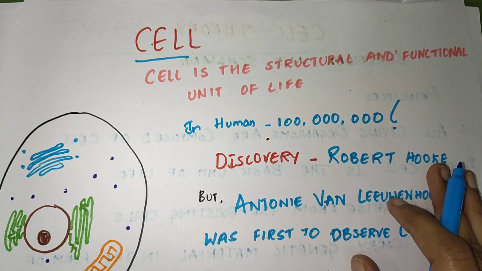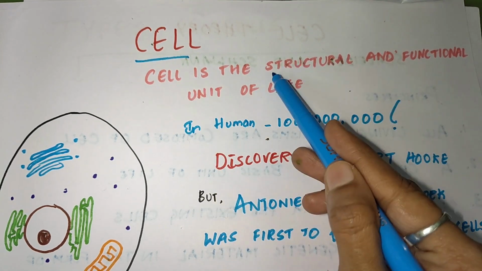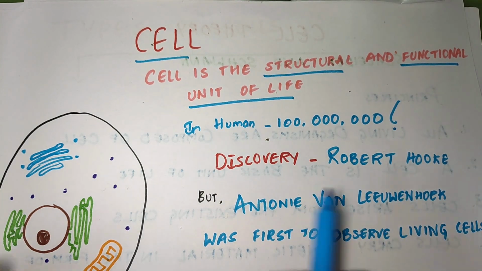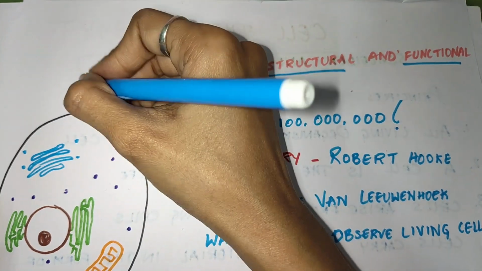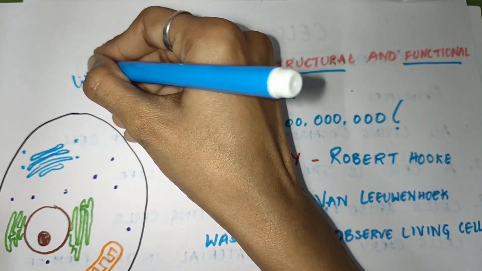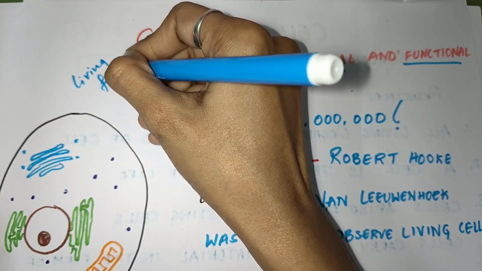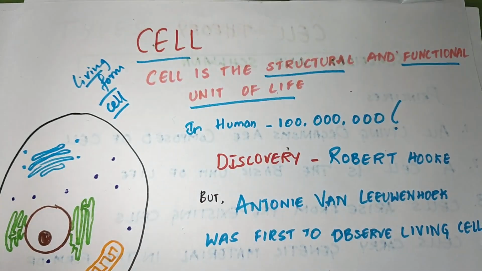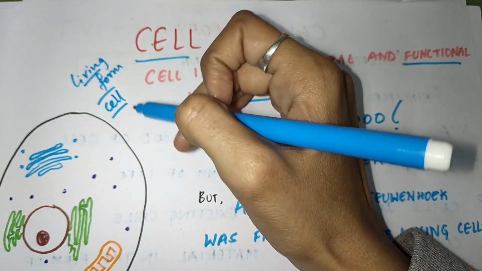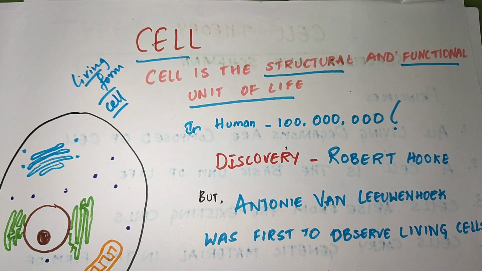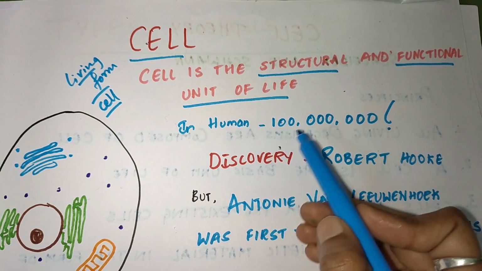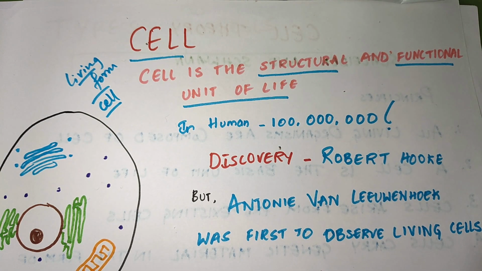Okay, so basically what is cell? Cell is the structural and functional unit of life, right? This is the basic unit of life. A living form should exist only when there is a cell, right? Only when there is a cell, we can expect a living form. So, can you imagine, in humans there are billions of cells?